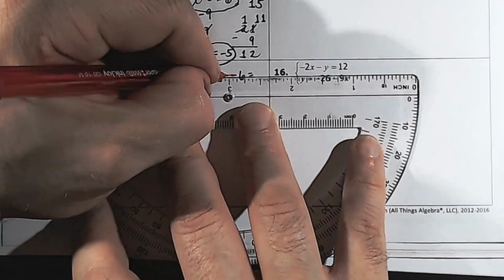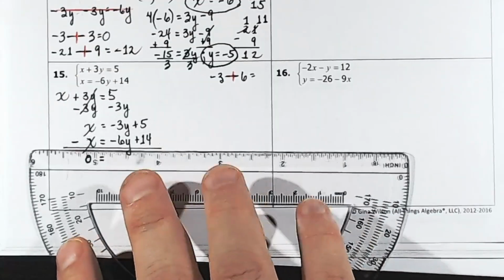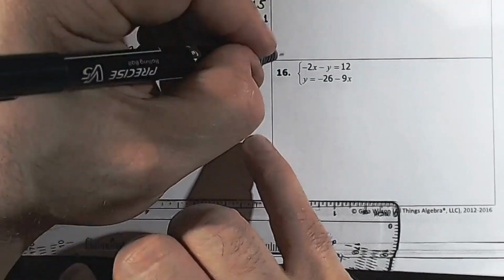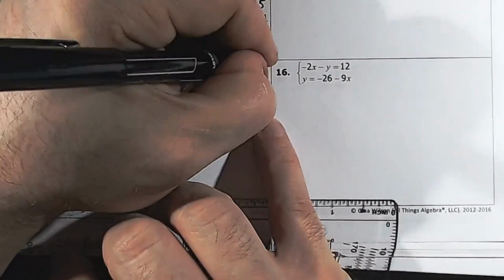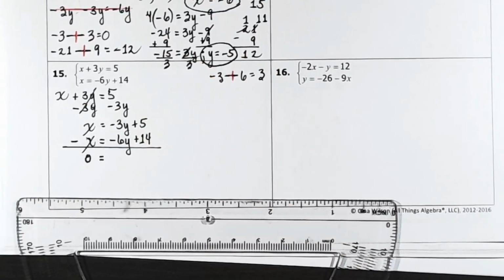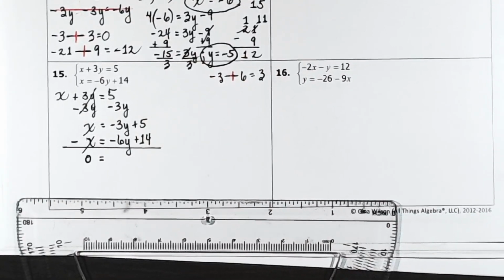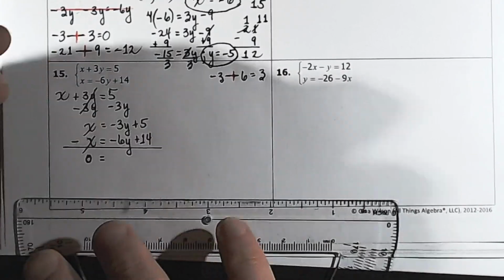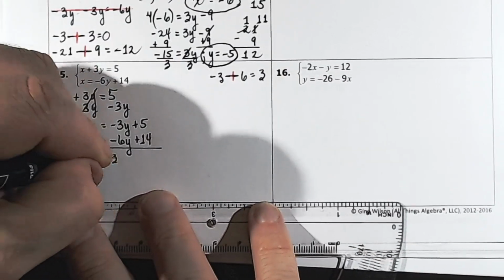So I've got this double negative here that needs to become a positive. These are real tricky, so be careful. Now, negative 3 plus 6, that's the same thing as 6 minus 3. It's positive 3. So if negative 3 minus negative 6 is positive 3, then negative 3y minus negative 6y is positive 3y.